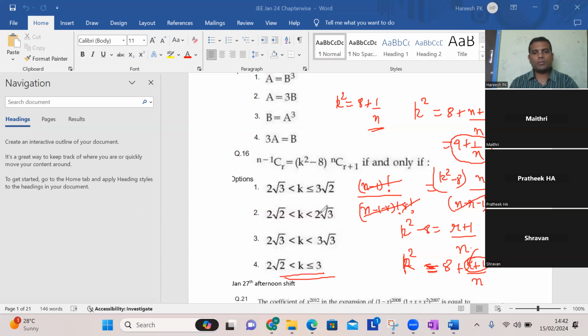How much is this going to be? How much is this? This is root 12, right? Here we are clearly getting k square is 9 plus 1 by n, isn't it?